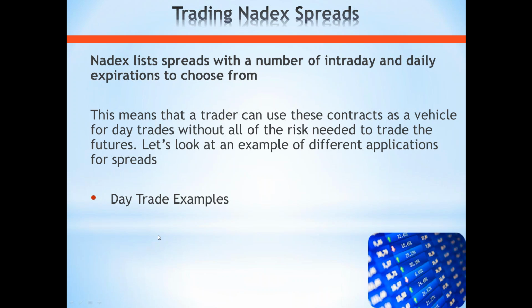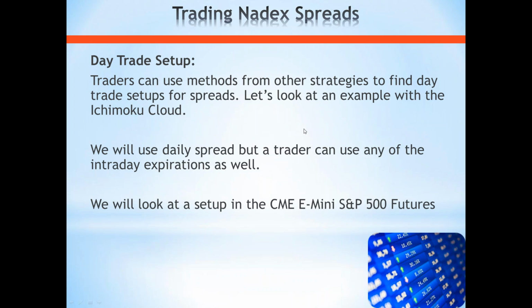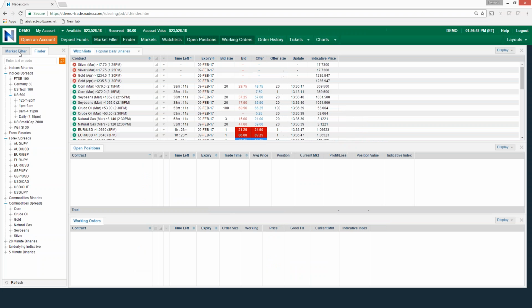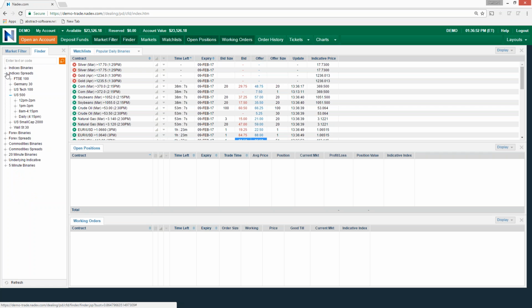But before we do, I want to talk about some of the other trade-offs here. I can use methods from other strategies to find day trade setups for spreads. We'll look at some examples with the Ichimoku Cloud, but I can take any other technical indicator that I already have and use it as well. So let's jump into, and we will start with S&P because it's probably one of the more popular ones, right? We will start with S&P, and here we have the Nadex platform. I'm going to go ahead and close these out.